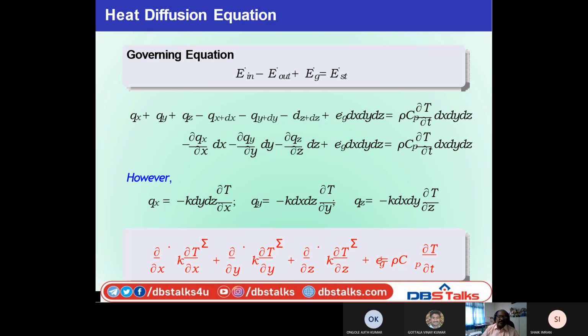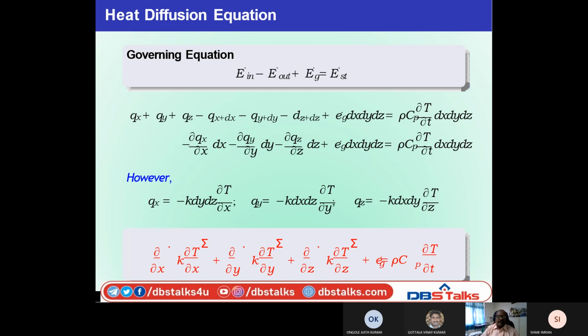If you bring this E out to this side, the change of energy plus energy generation is nothing but the energy stored. This energy balance equation you can write like this. This governing equation is nothing but the energy balance equation: energy input equals energy output, or total energy equals a constant, or the change of energy equals 0. So this is the energy balance equation.